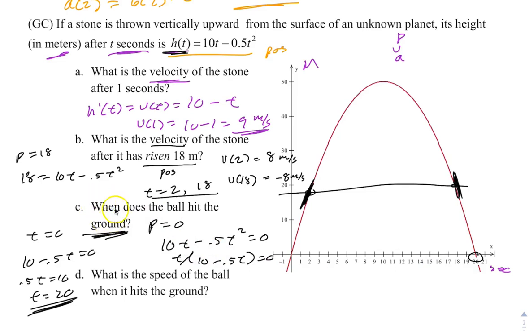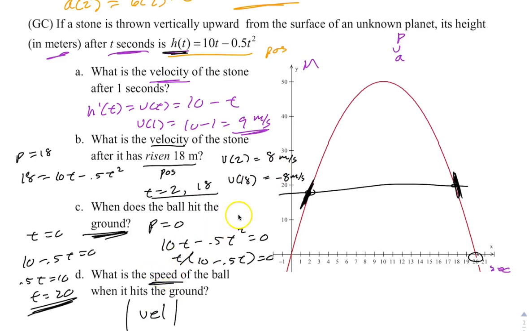So again, notice it says when, so I'm looking for time. This one asks what the velocity was, so I was looking for velocity. So once I found my time, I decided to do an extra step to find velocity. What is the speed of the ball when it hits the ground? So again, speed is velocity, and actually speed is the absolute value of velocity. There's a slight difference. Velocity tells you which direction, that's why it has a plus and minus.